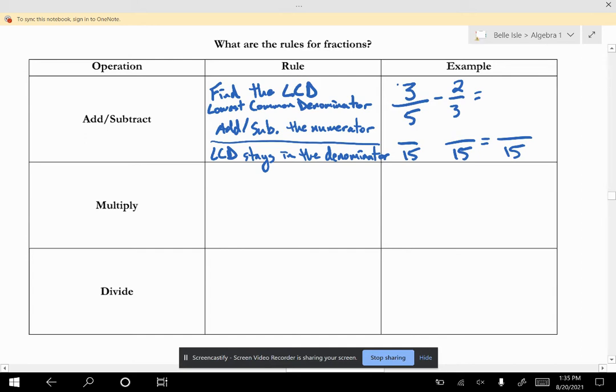Okay, how do we adjust those? It depends on what you had to do to that bottom number to get to 15. So for instance, 3 over 5, what do you have to multiply 5 by to get to 15? 3. Whatever you do to the bottom, you have to do to the top. So 3 times 3 is? 9. Okay, 9 over 15 and 3 over 5 are the same value. 3 over 5 is just the simplified version. Then we were subtracting. What do you have to do to 3 to get 15? Multiply by 5. So we got 2 times 5 on the top, which gives us 10.